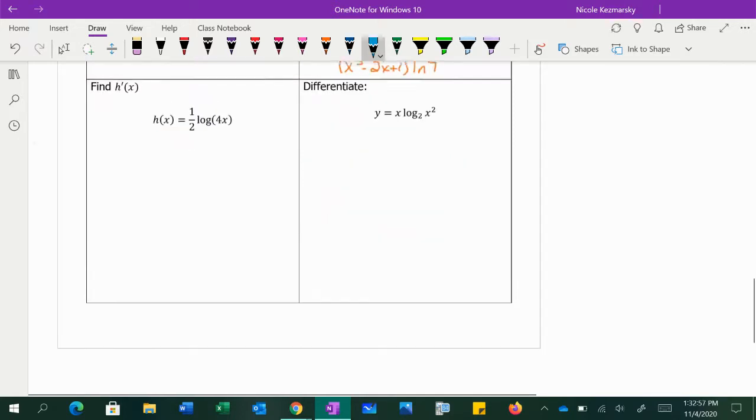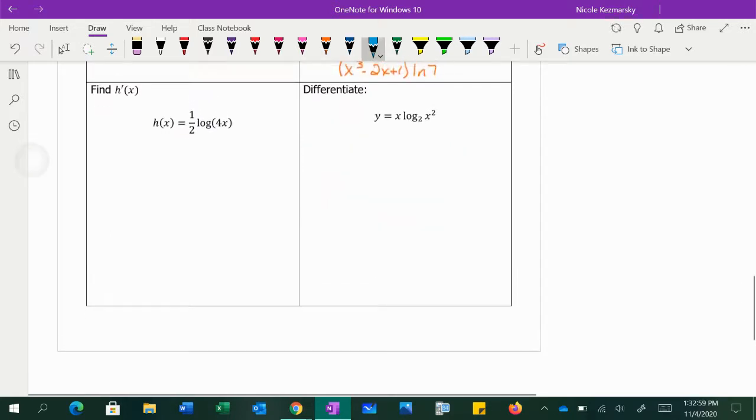Next example, very similar. This time we have a log without a number written. So that without a number written is a base 10. So I'll write myself a little note. This guy is base 10. The x is not by itself. It has a 4 in front of it, so this is a chain rule problem.